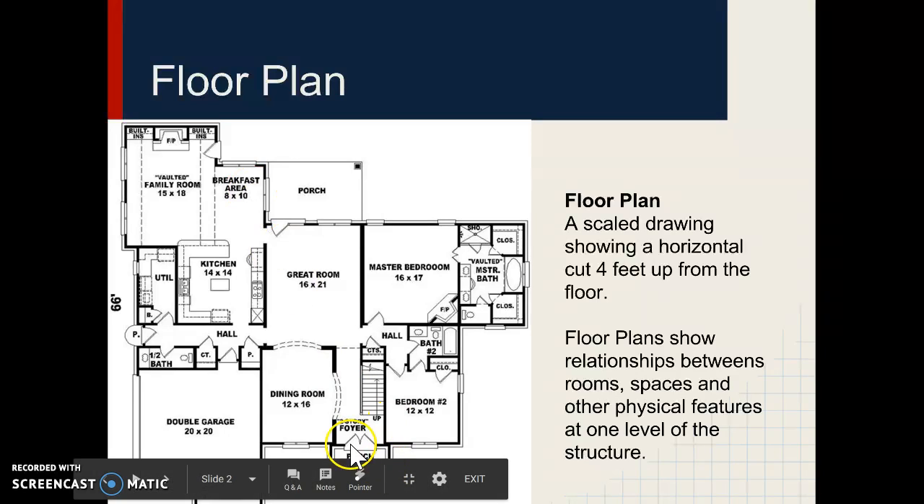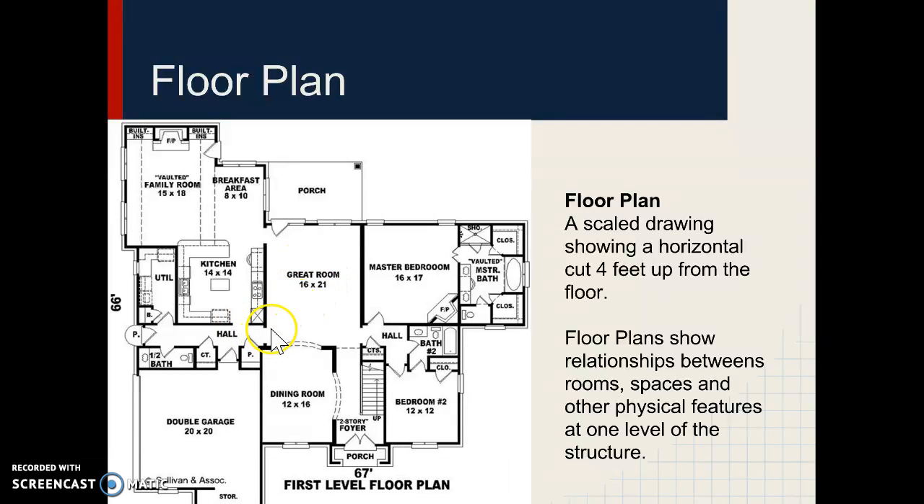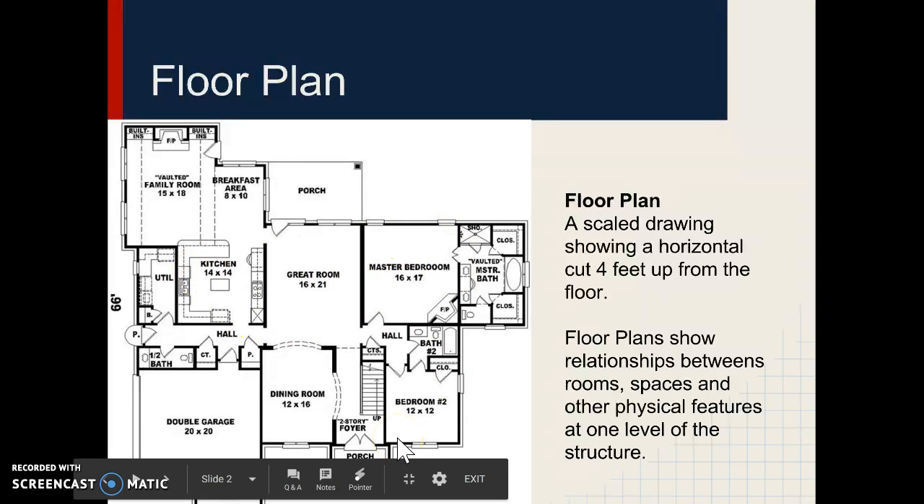So if I'm looking at this house, I notice, okay, here's my front porch. I walk into my foyer, which is like my entry space. Then I have my dining room. And then through the dining room, I go into my great room. And from my great room, I go into this hallway, which leads to the kitchen. So it shows you how all the rooms are laid out in relation to one another.